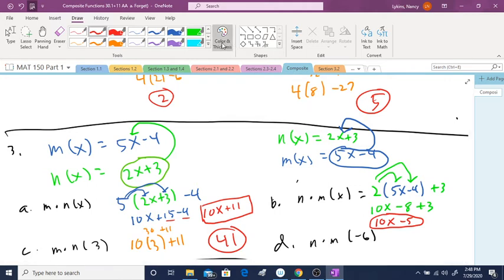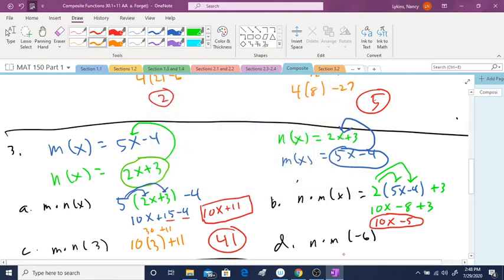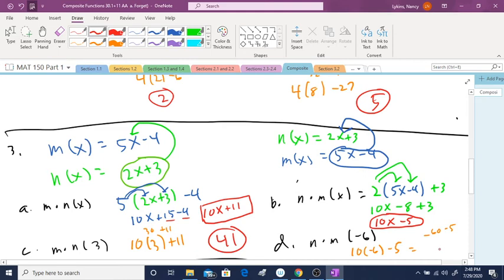And then in my last one, I've got this negative 6. I'm going to say 10 times negative 6 minus 5. Well, 10 times negative 6 is negative 60 minus 5. So since both of them are negative, that means if you owe me 60 and owe me 5, you owe me negative 65.